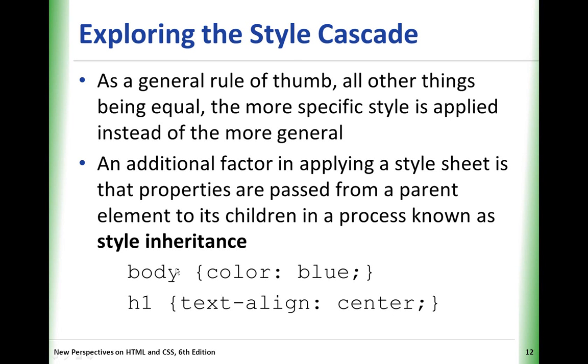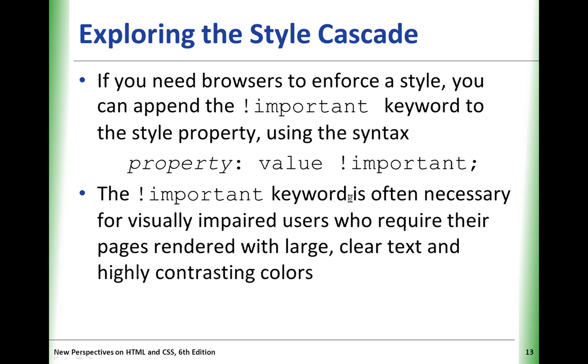We start with our largest descriptions and work our way down to our more specific descriptions. And we have style inheritance. That means, we talked about the parent and the child and the sibling elements within the page. The properties are passed from the parent to the child unless something else is described. If a browser must enforce a style, you can append the important keyword to the style property using the syntax property value important. This is often necessary for visually impaired users to not alter the page and make it smaller.